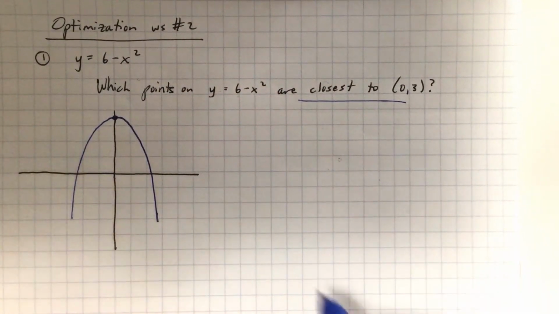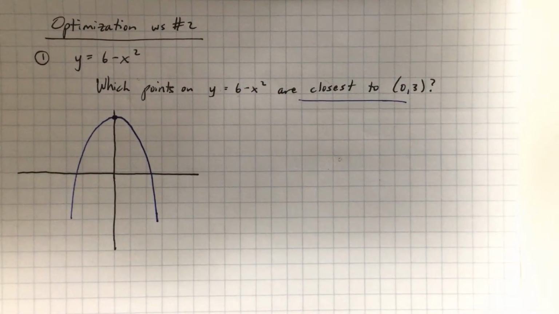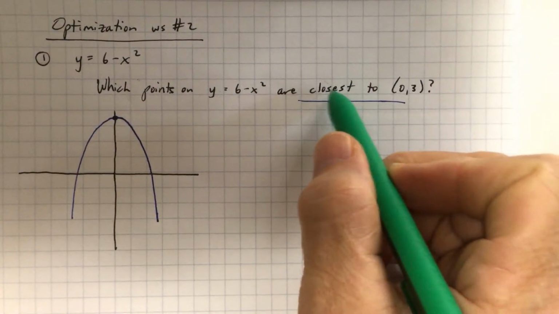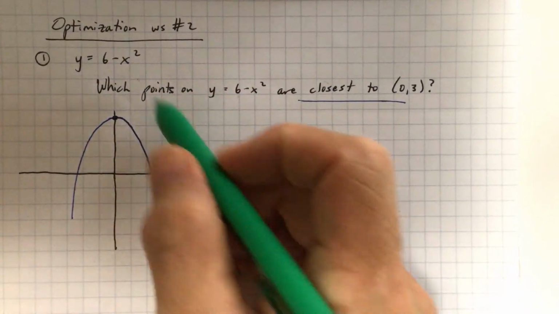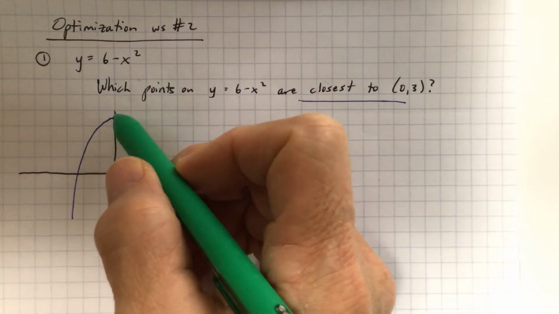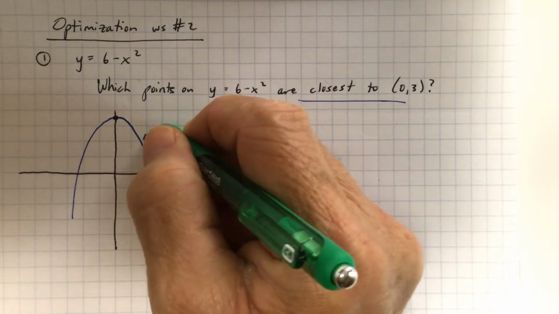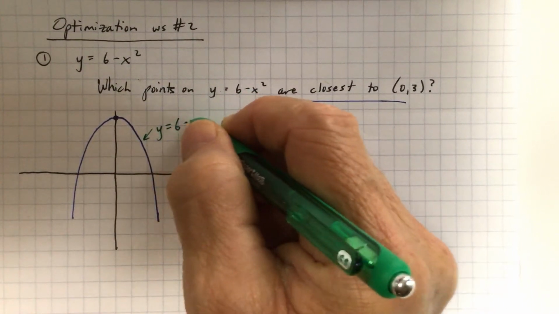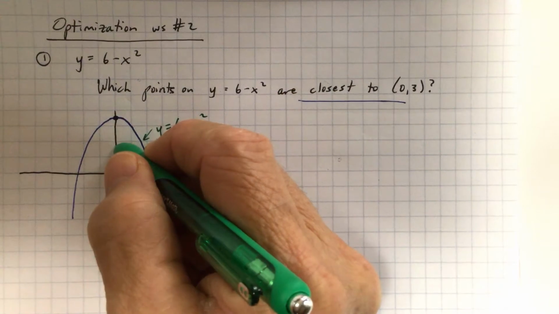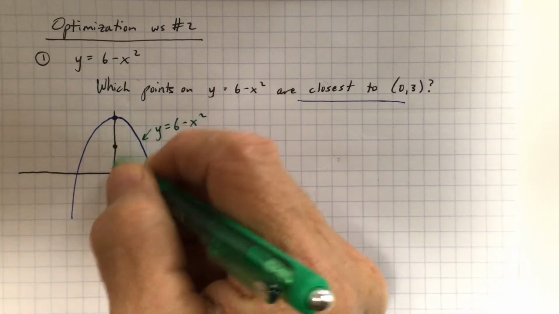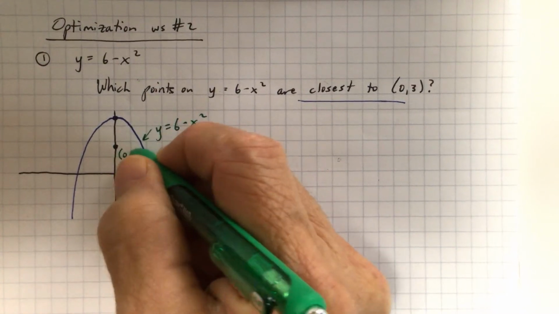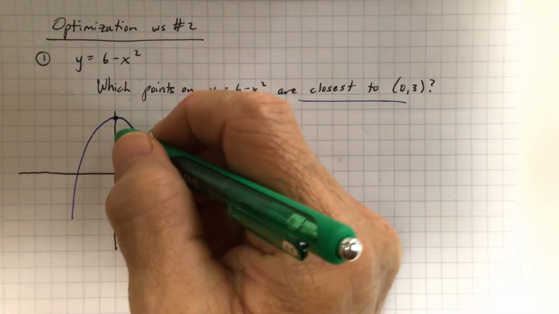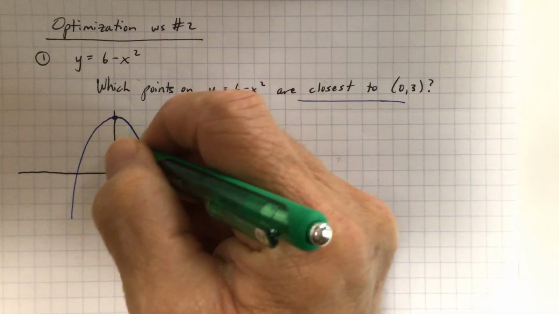And then once we draw a picture of the situation that's going on, we can identify a function and try to minimize. So closest to means we're going to minimize something. So the parabola, if we graph it, has a vertex of 0, 6. The equation for the parabola is y equals 6 minus x squared. And then we have this point halfway from 0 to 6 at 0, 3. And we can draw many lines from this point to the parabola.